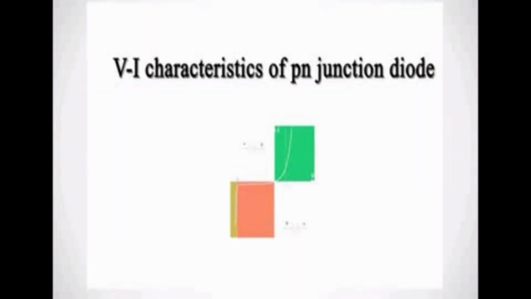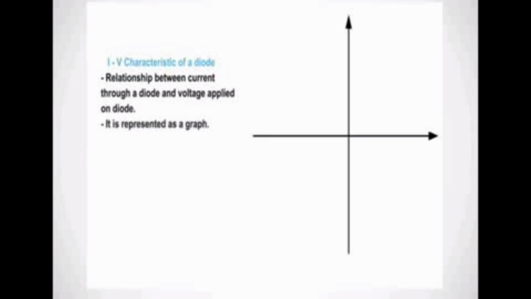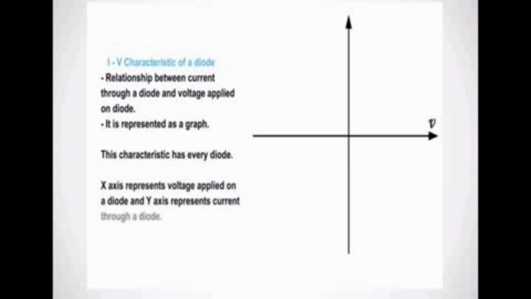Okay, VI characteristics of the PN junction diode. Now we are going to combine the forward bias and the reverse bias. We take the relationship between the current through the diode and the voltage applied on the diode, represented as a graph. Every diode has this characteristic. The x-axis represents the voltage applied on the diode and the y-axis represents the current through the diode.